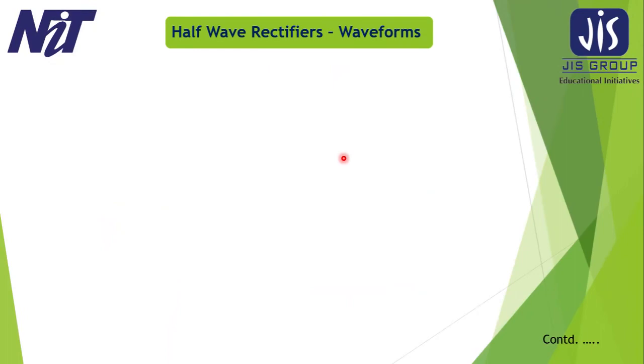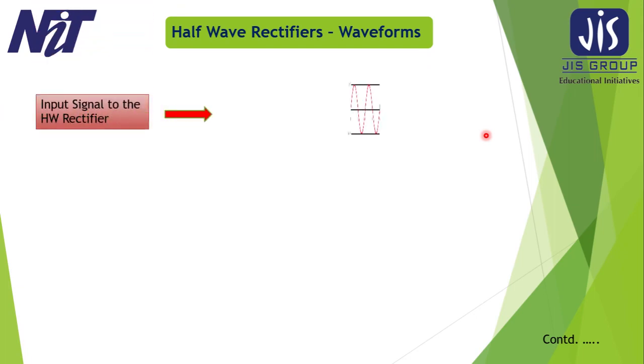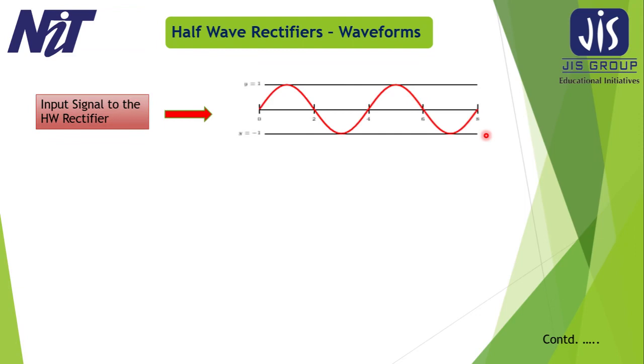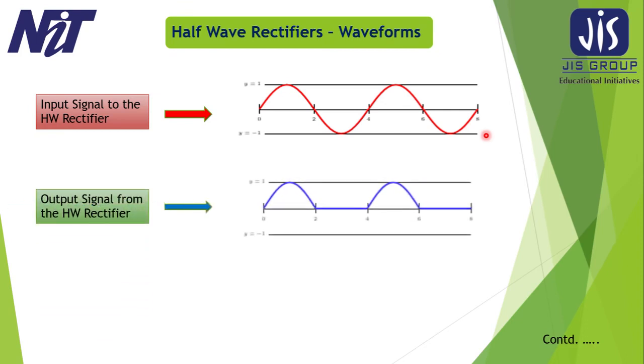Now we will see the half wave rectifier waveforms, how it looks before the input and after the output from a rectifier. This is your input signal which is injected into the rectifier, and after rectification it will look like this. That means this is the output from your rectifier.